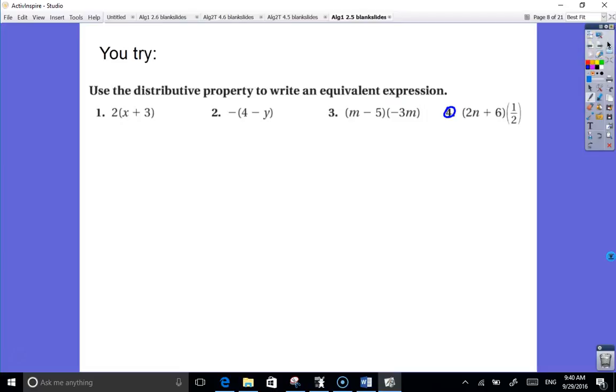Yes, Hunter. What's a negative times a negative? No, I mean for number 3? Okay, last one. What is 2n times a half? It's 1n, right? So the first is n. And then what's 6 times a half? 3. Plus 3.